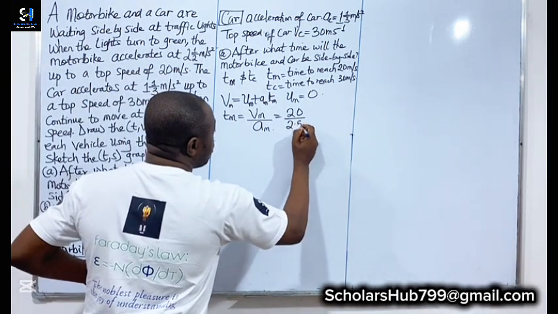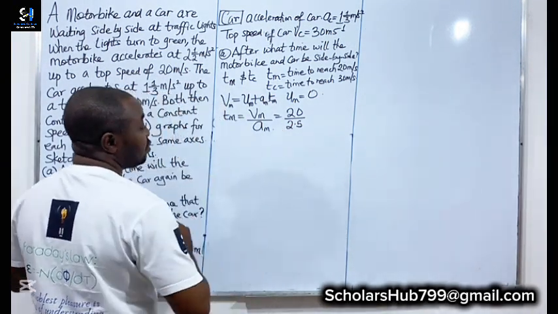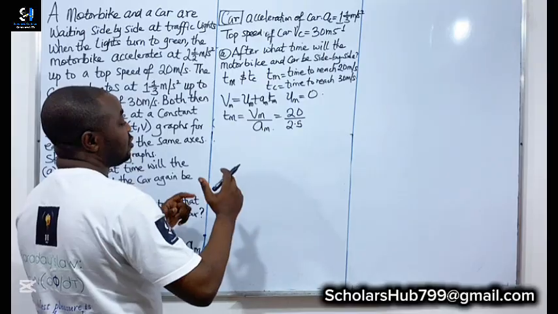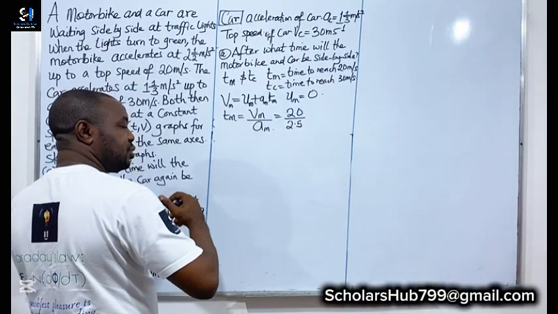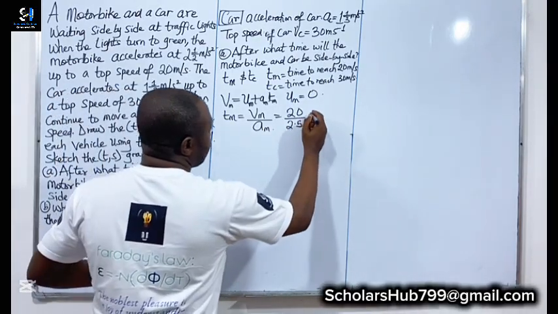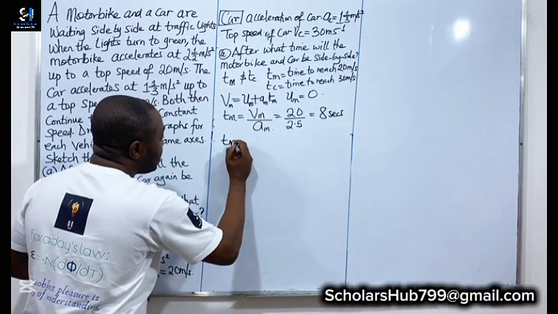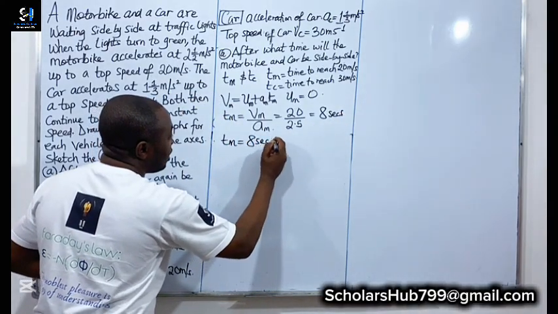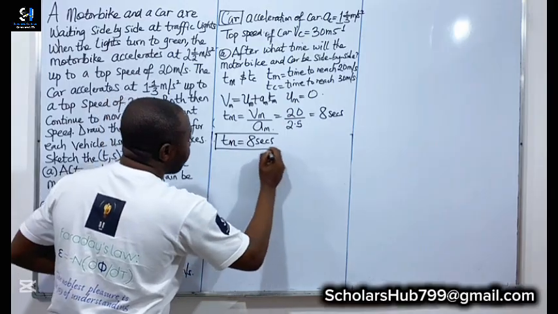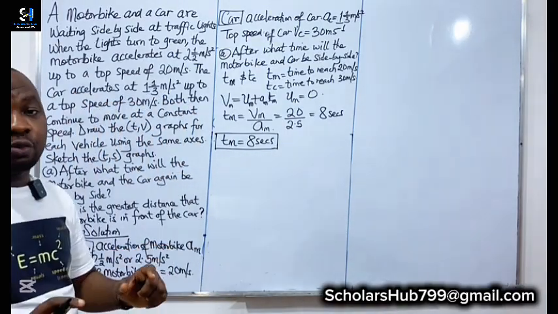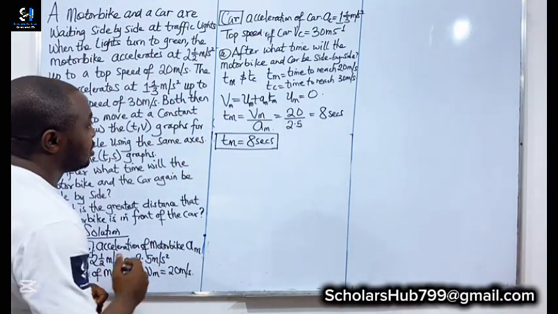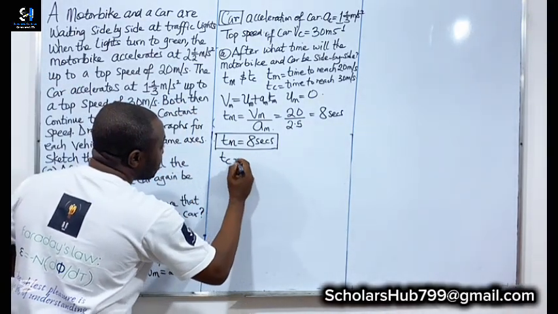So this is 2.5, then this will be 25 over 10. That's 200 divided by 25. Okay, this will be 8 seconds. So which means our Tm equals 8 seconds, which is the time it takes the motorbike to reach its top speed. Then also we have Tc.